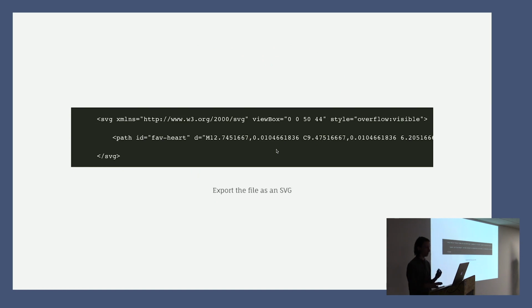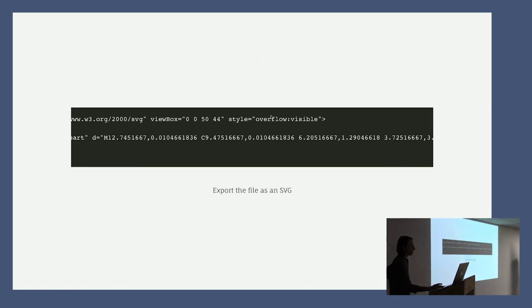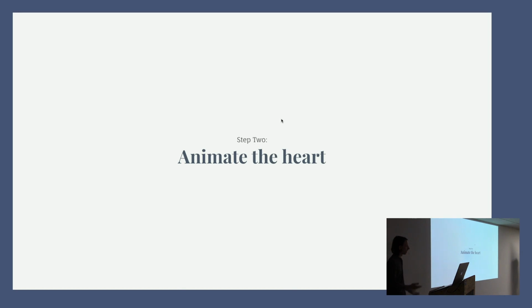So once I've exported that, I've applied the view box and then given it just another inline style to say overflow visible. That's because the circles as we animate are actually going to go outside of the original size of the SVG. So once we've exported the SVG, we need to actually create the circles. The circles themselves aren't overly complicated, so we can do that bit by hand. So I'm creating a group, translating that group to be in the center of the SVG, and then creating 8 circles within it. So once we've done that, we can move on to the animation.